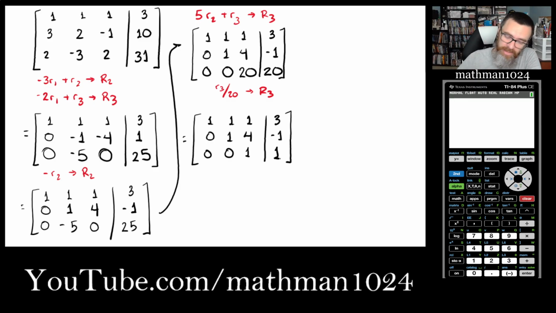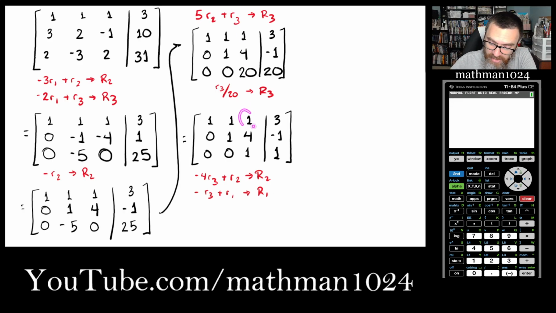We're going to check with the calculator and make sure that it agrees with us, or that we agree with it. So I need to get zeros here and here. So if I do -4 times row 3 plus row 2, I can replace row 2 with that. And if I do negative row 3 plus row 1 and replace row 1 with that, that's going to get a 0 here.